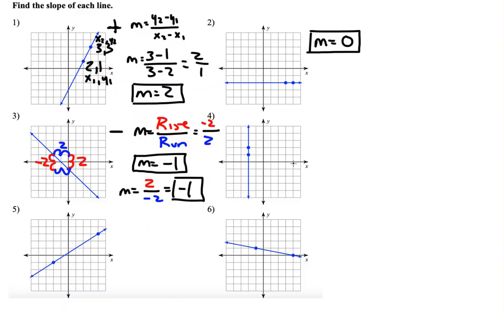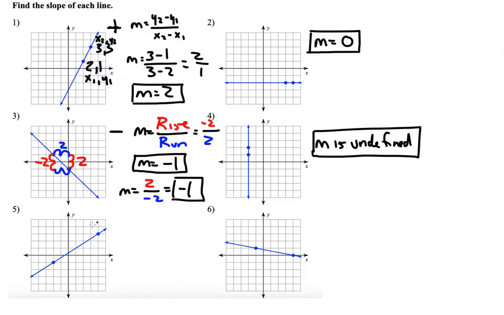Problem number 4 is a vertical line, and we know that any vertical line, the slope is undefined. Because again, it's rise over run, and when we take the run, we're running none. We don't go left or right anywhere. So it's going to be a number over 0. And of course, any number over 0 is undefined. It doesn't make any sense.